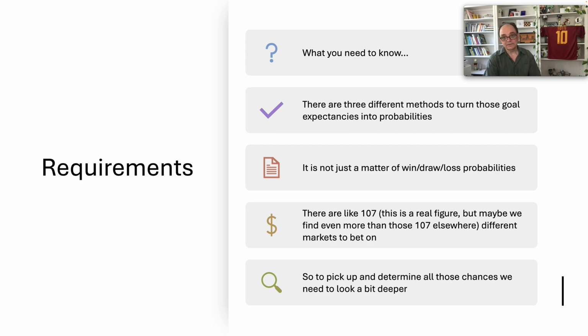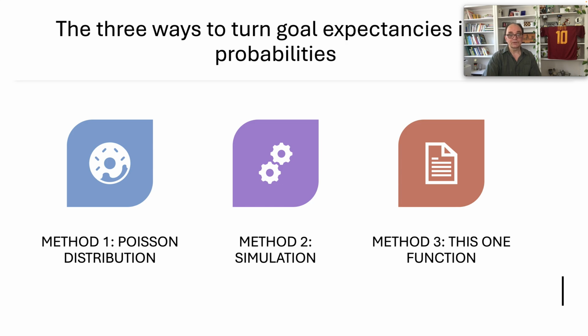There are these 3 different methods to turn those goal expectancies into probabilities. It's not just a matter of win, draw, loss. Three ways to turn goal expectancies into probabilities. Method 1 is the Poisson distribution. That is what many people use, but anyway, I'm coming to this. Method 2 is a simulation, and method 3 is this one function.